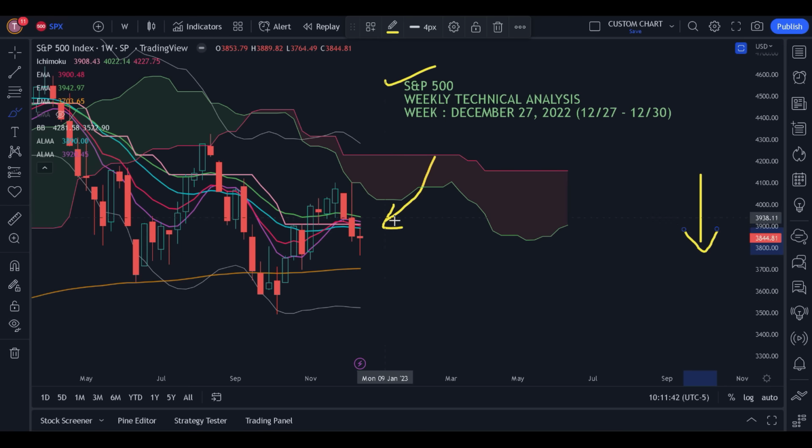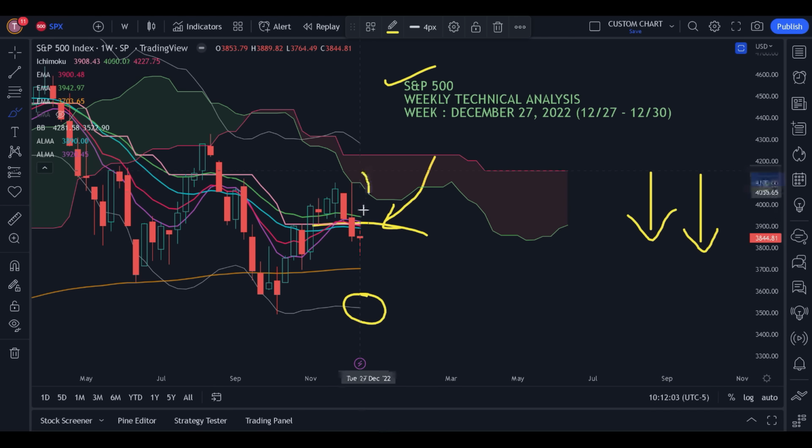Now the second thing is the Bollinger Bands. This is the median of the Bollinger Band. This is the lower band of the Bollinger Bands. This means that the S&P 500 is trading in between the median and the lower band. This means that the S&P 500 is bearish through the Bollinger Bands, right? Then come the moving averages.